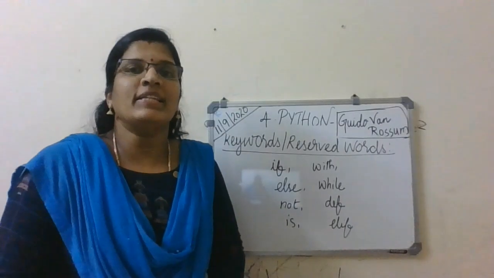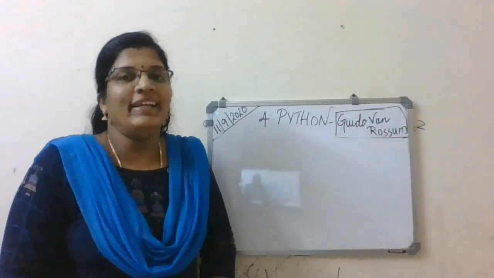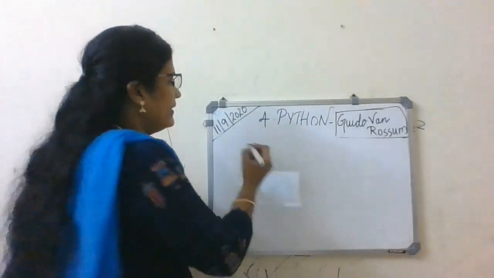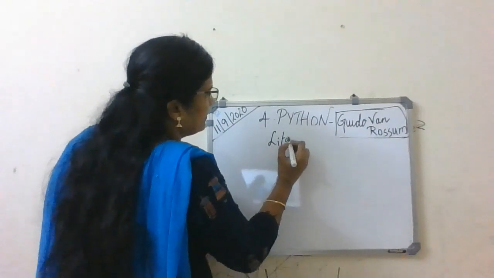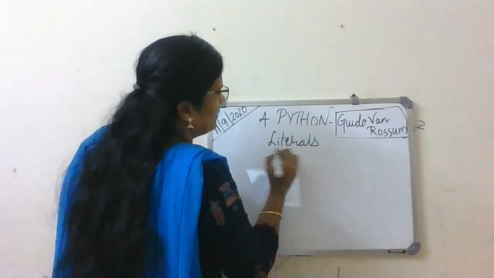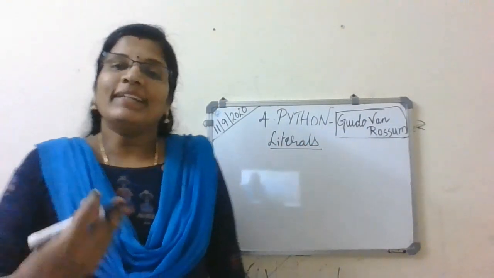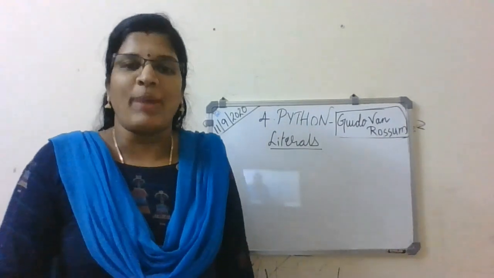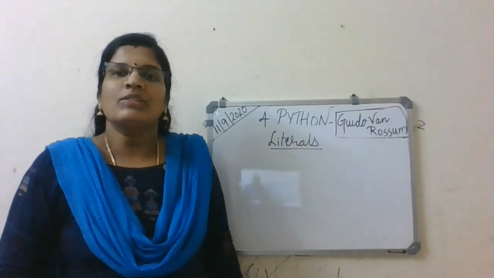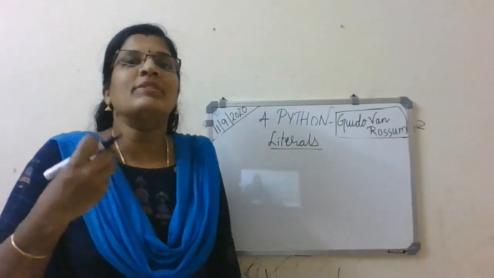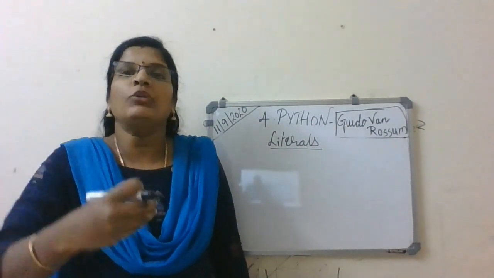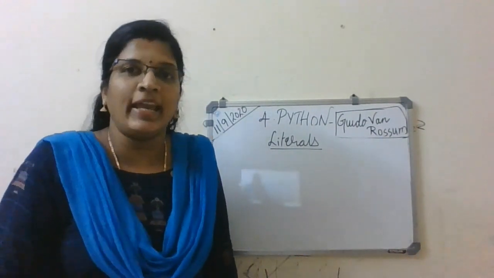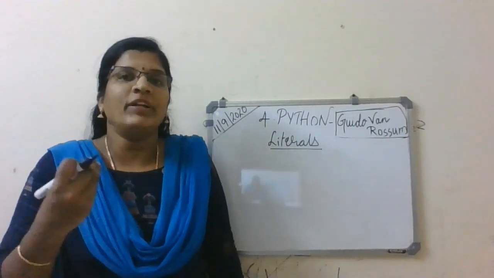So let's see the next one. Next one is called literals. Literals are built-in objects in Python. Literals means the data which is given to a variable; they define the data which is given to a variable.